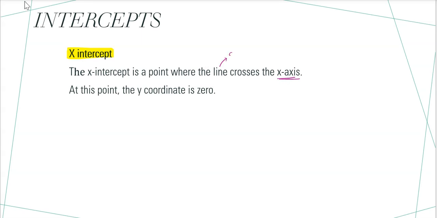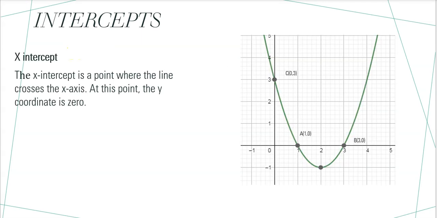Your line, or your graph, or your curve, or your given equation, crosses the x-axis. When it is on the x-axis, it means the value of y will be 0. So at this point, the y coordinate is 0. Let's understand this with the help of a diagram. Suppose this is the given equation of a graph, which is a parabola.